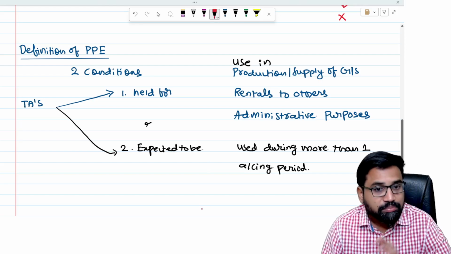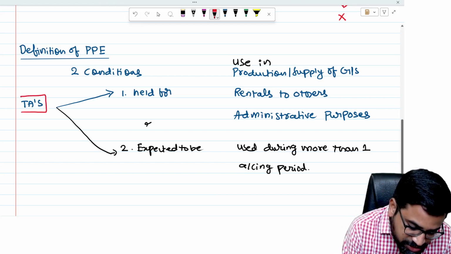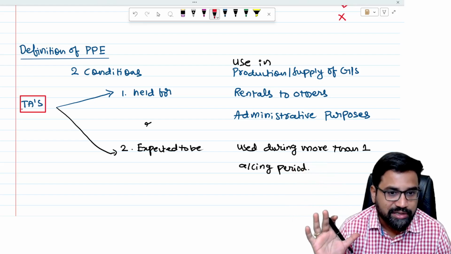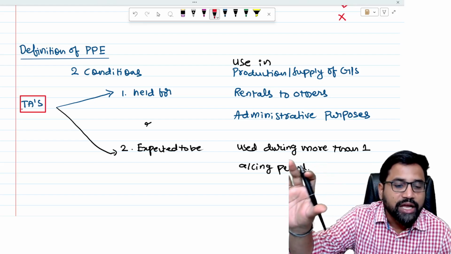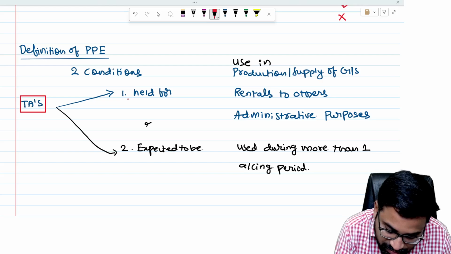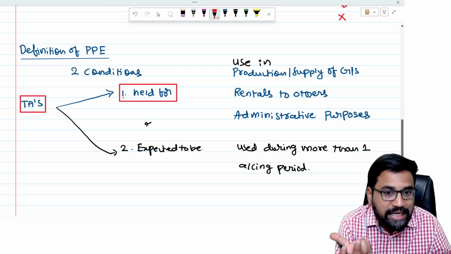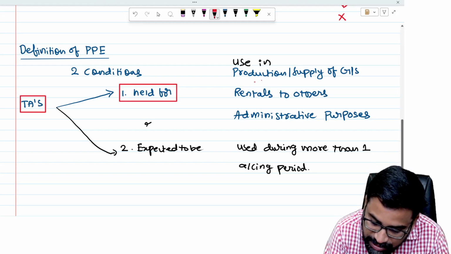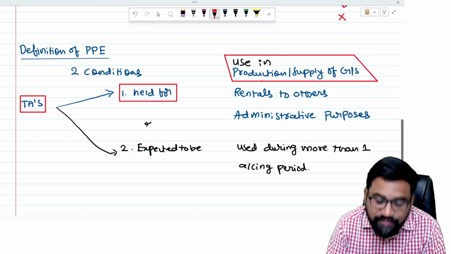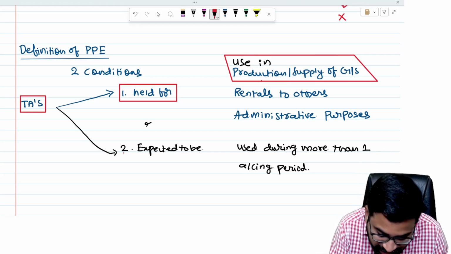So that means, first of all, you need to consider a tangible asset. Tangible assets means where physical substance is important. For example, you take a car, or one plant and machinery, or one building. Okay, tangible asset. Held for, condition number 1. You see why the organization is holding that building. Is it for use in production or supply of goods? Yes, sir. It is held for use in production or supply of goods. Then it becomes PPE. No, you have to see the second condition also.